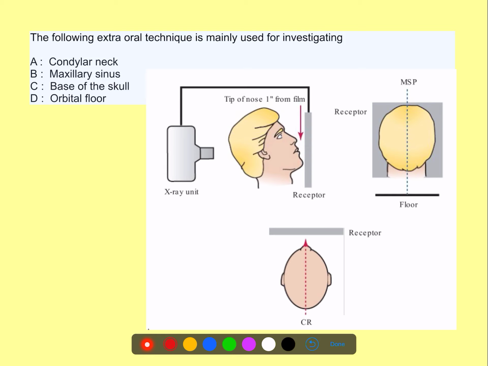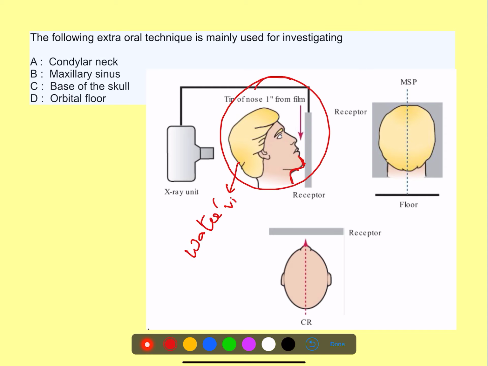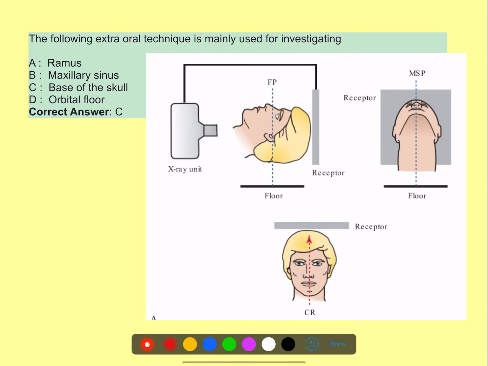The following extraoral technique is mainly used for investigation of, so here the patient's chin is touching the cassette, and this type of view is Waters view, and it is used for the maxillary sinus. In this extraoral view, you can see that the patient's head is touching the cassette and the X-ray beam is passing through the base of the skull. It is nothing but a submental vertex view and here you can see the base of the skull.